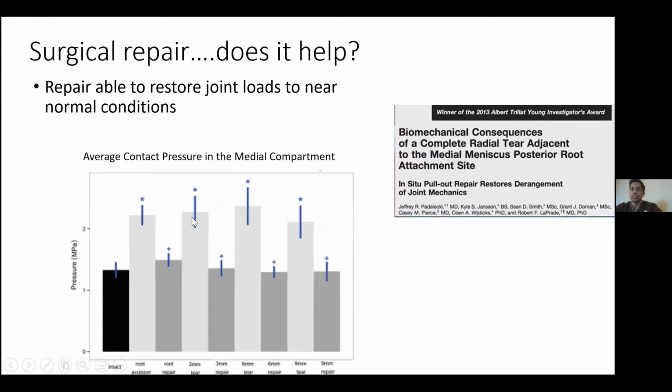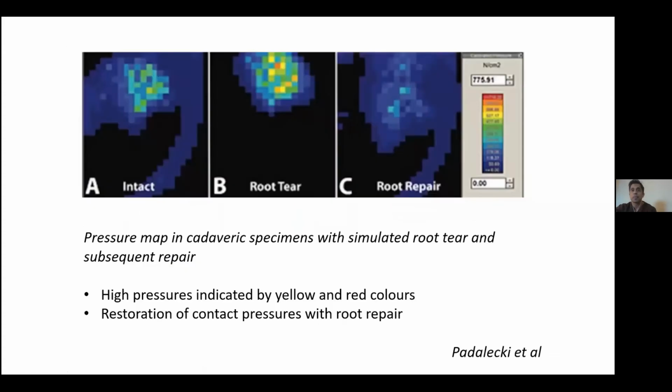So one is a root avulsion, one is a 3 mm, 6 mm, or 9 mm tear, and the plus sign is when the root has been repaired. You can see every time the root is repaired, we pretty much bring back the contact pressures to almost similar to the intact root pressure. This demonstrates that the repair is able to restore joint loads to maybe not fully normal, but at least near normal conditions.